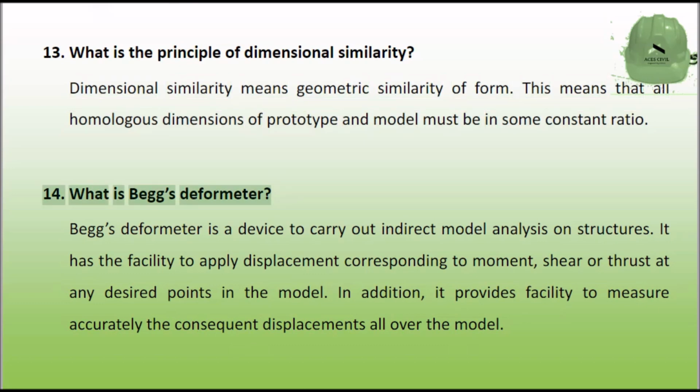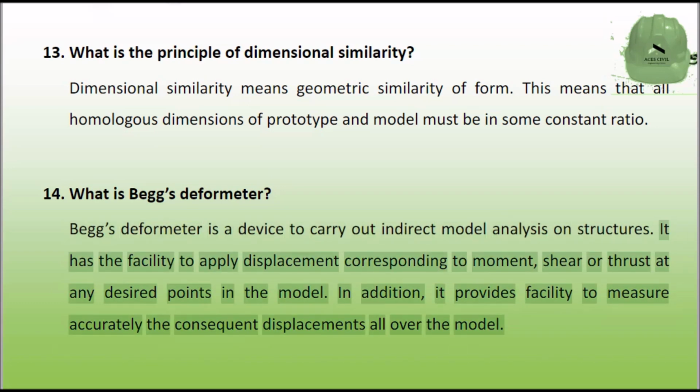What is Begg's deformeter? Begg's deformeter is a device to carry out indirect model analysis on structures. It has the facility to apply displacement corresponding to moment, shear, or thrust at any desired points in the model. In addition, it provides facility to measure accurately the consequent displacements all over the model.